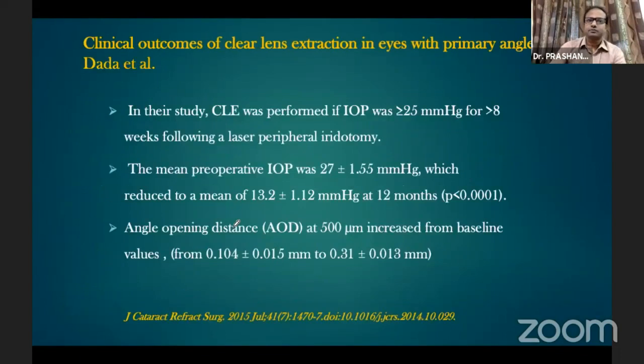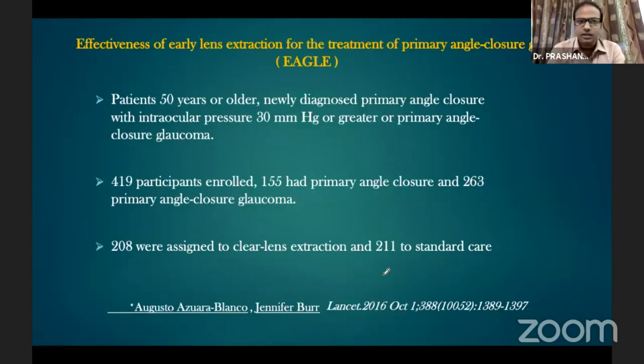This is an Indian study by Tanuzada et al. They performed the conventional iridotomy, and if the IOP was not controlled after 8 weeks, they performed the clear lens extraction when the IOP was more than 25 millimeters of mercury after doing a YAG PI. They found that the IOP dropped from a mean of 27 millimeters of mercury to 13 millimeters of mercury, and other parameters like angle opening distance also hugely increased, from 0.102 to 0.31. So it almost tripled. So there is a wide open angle after the clear lens extraction.